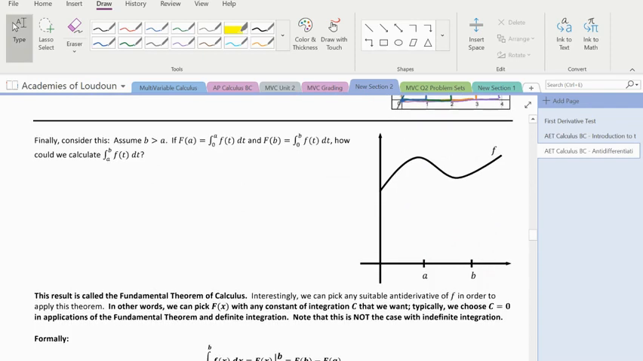So lastly, let's consider this. If we have a situation where b is greater than a, and we know that the integral from 0 to a of f of t dt is our function value at a, and our integral from 0 to b is f of b, how can we calculate the integral from a to b of f of t dt? So let's go ahead and look at that.